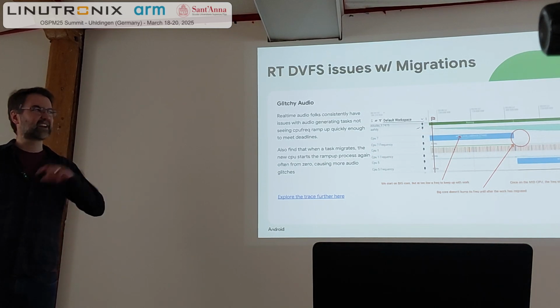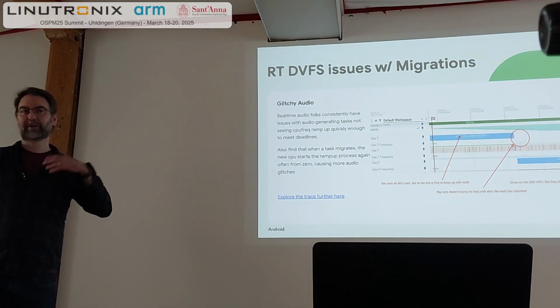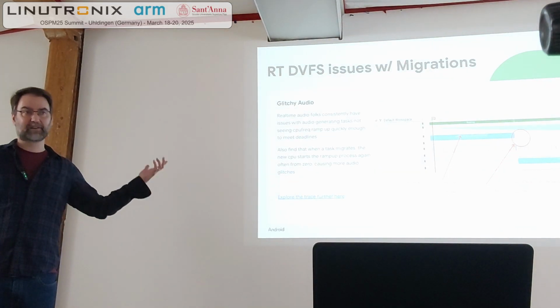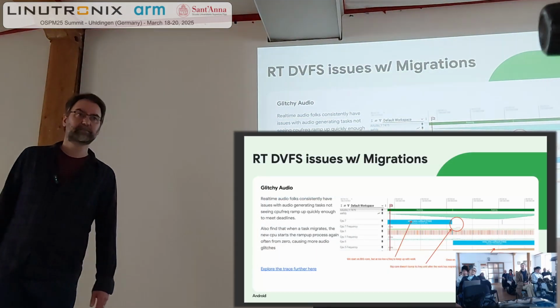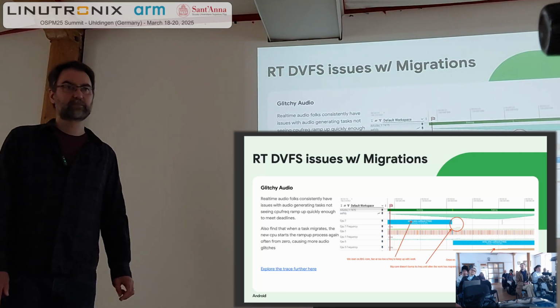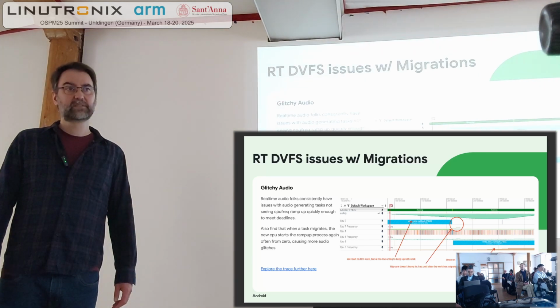But they also see a lot of problems where on those migrations they see that it always starts at 0 again. And so whatever the utilization that was figured out on the previous CPU, when they move to the next CPU, it doesn't seem to carry over. So it would be nice to get some of the feedback that, as you say, is useful for this.